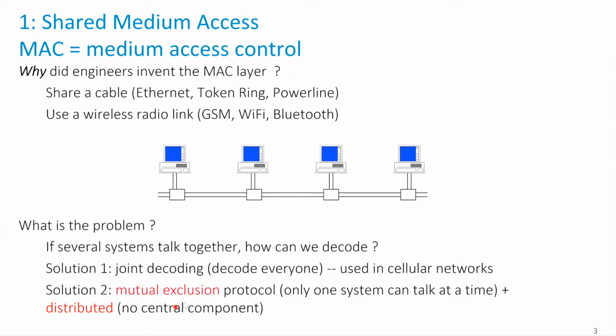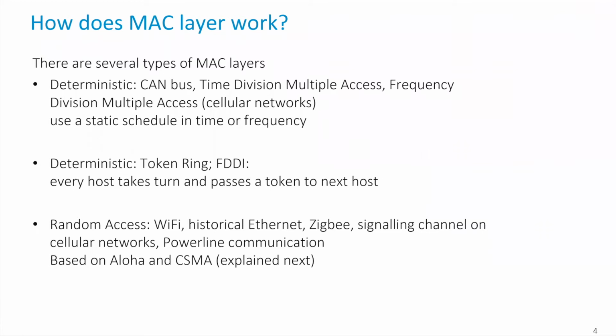And this is the solution that was done here. We want a mutual exclusion protocol, one that allows only one computer to speak at a time, but we want this to be fully distributed without any central system. So even in this specific way of solving the problem, there's a wide range of solutions that all exist in the field today. The first range of solution is deterministic.